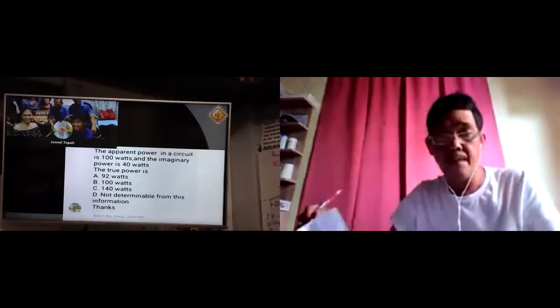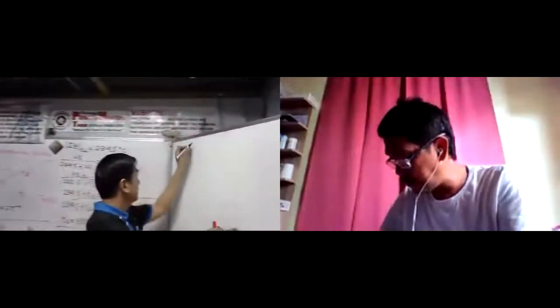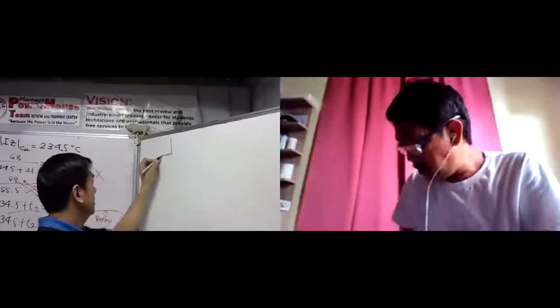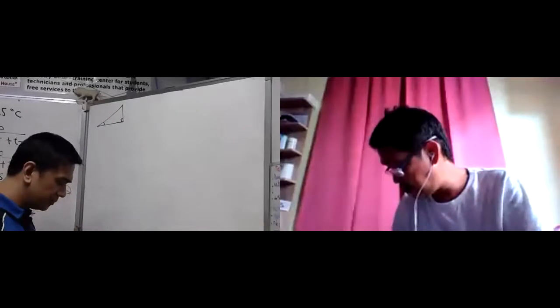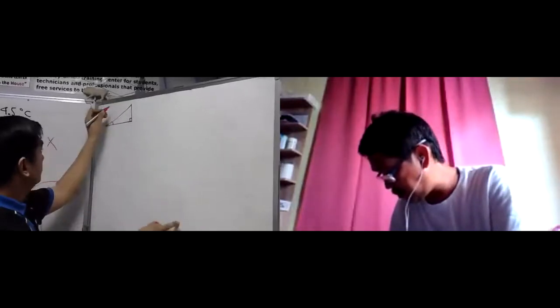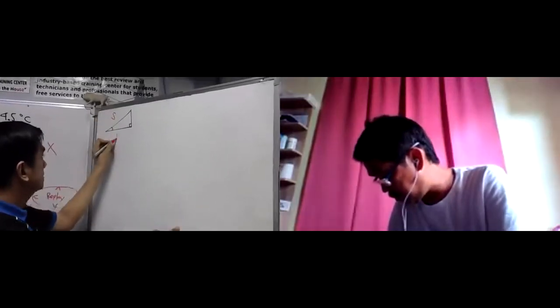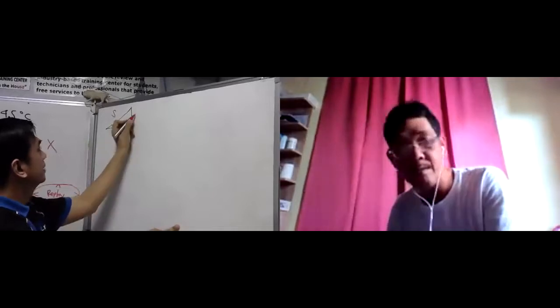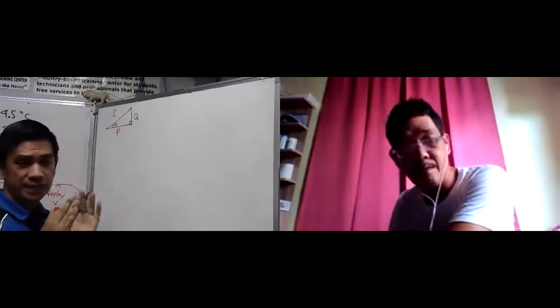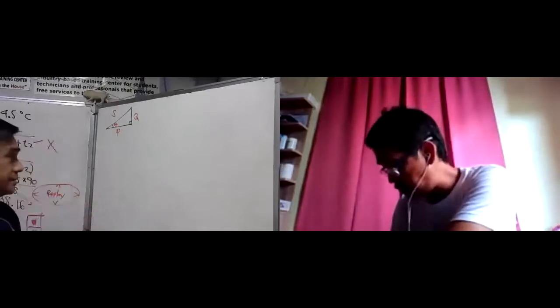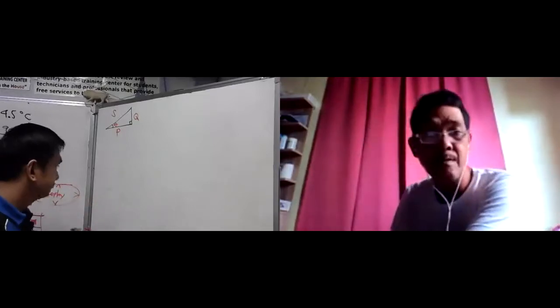Let's go now to the alternating current circuits. We have the triangle. One of the most important triangles in AC circuits is what we call the power triangle, wherein we have the apparent power, the real or true power, and the reactive power. These are the 3 types of power in alternating current circuits.